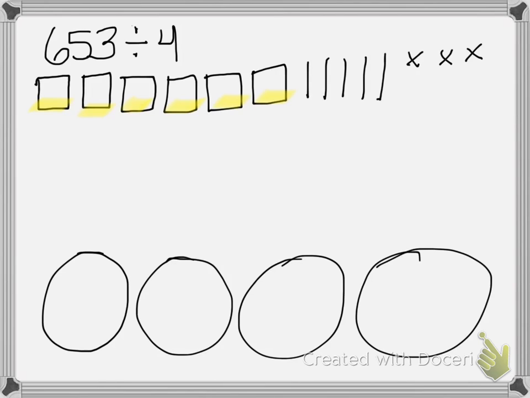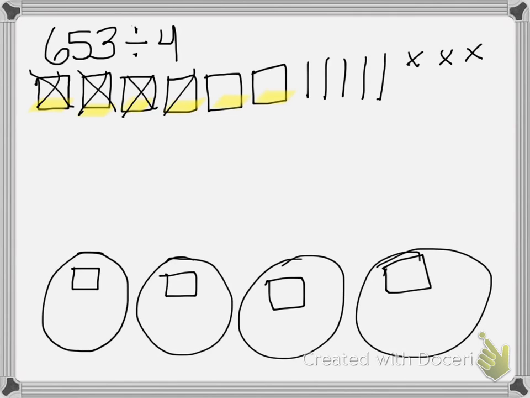So I can go ahead and divide out 4 of those. I'm going to do 1 there, 1 there. And notice how I'm crossing it off once I've put it in a circle, so I know I've already divided it. So that's 4 I have already divided into my groups. But I still have 2 left. I can't put those in my groups because then my groups will be uneven. And when you're dividing, they have to be even groups.